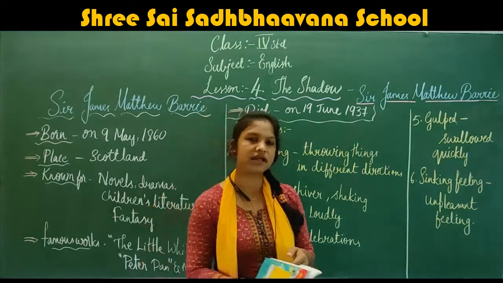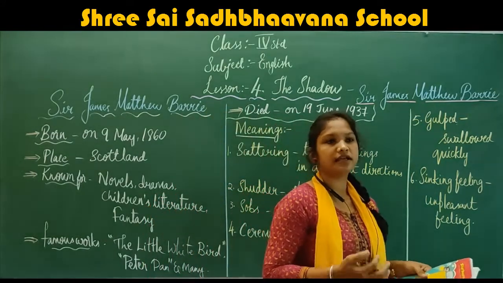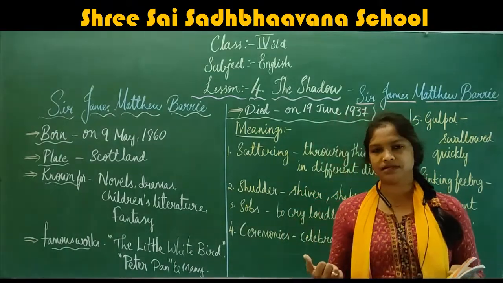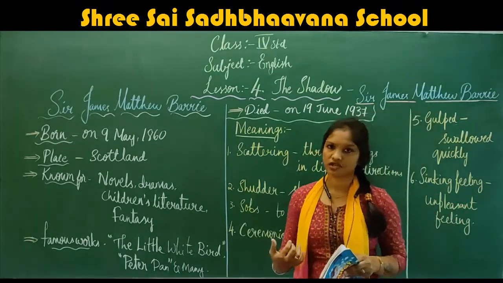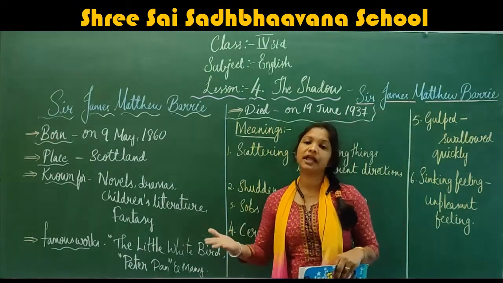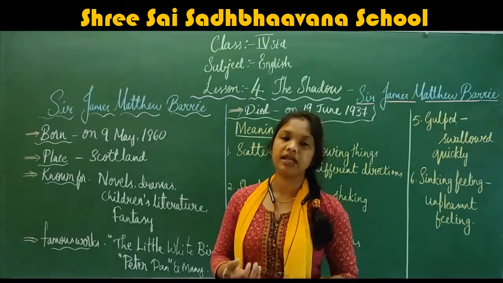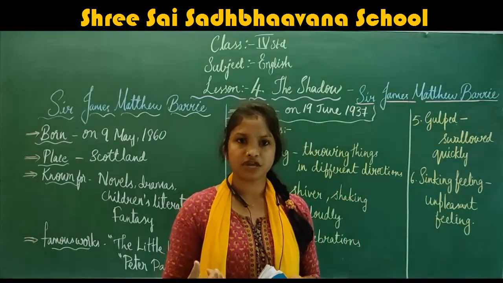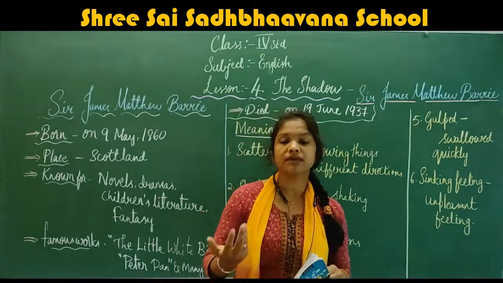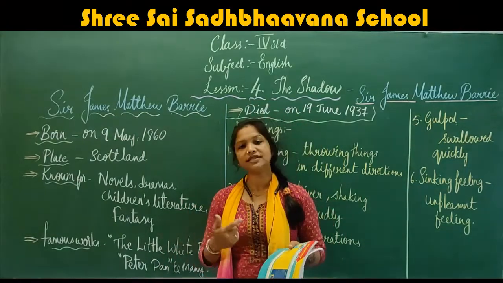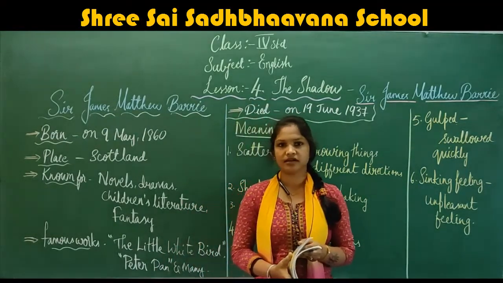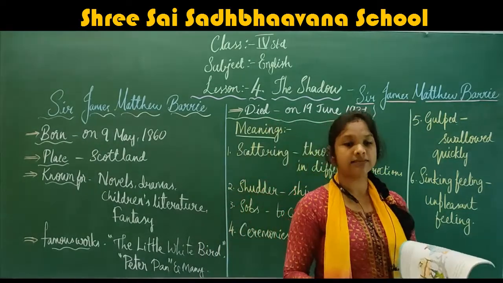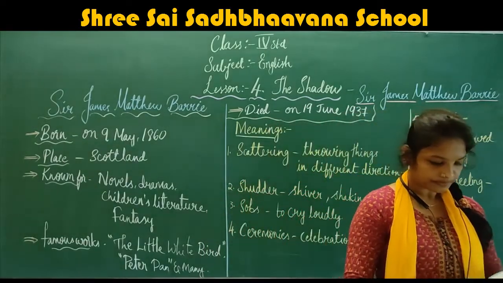Okay, did you understand, children, what the lesson is about? Here there will be a boy by name Peter. He will lose his shadow, and with the help of a girl by name Wendy, he will get back his shadow. And how he reacts when he gets back his shadow is seen in this lesson, children. Okay, now I will explain it briefly.